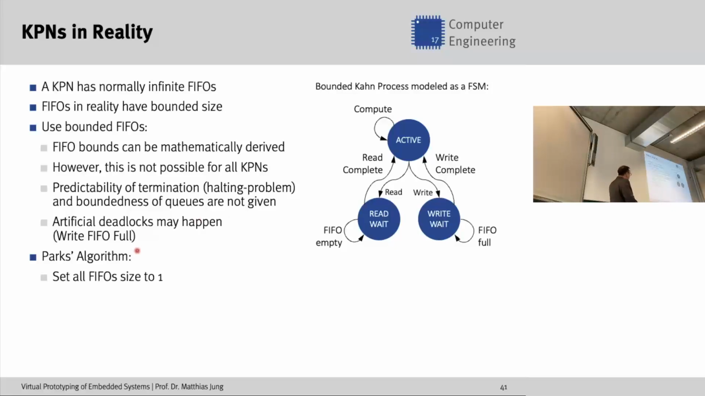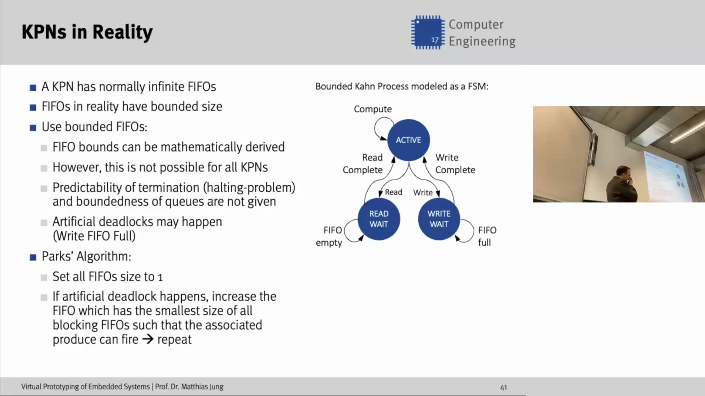So we set all FIFOs in the beginning to 1. And if such an artificial deadlock happens, then we just increase the size of the FIFO. If we do that in software, it works. So we allocate a little bit more memory and then it will work. We can handle all of this in a data structure. And if that happens again, then we just do that again and we increase the FIFO, and then after some time the system basically will adapt to the right FIFO sizes. Yeah. That's the idea of Parks' algorithm.